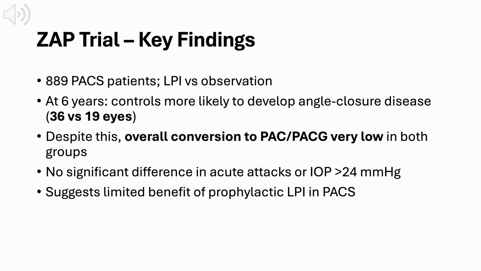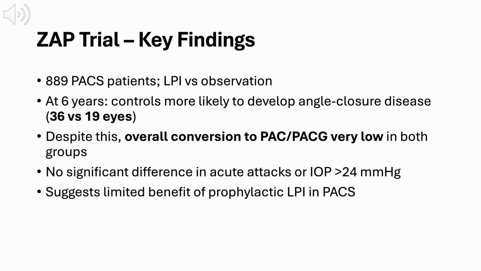The ZAP trial helps put all of this into perspective by looking specifically at primary angle closure suspects. Nearly 900 patients were randomized to iridotomy or observation. At 6 years, the observation group was more likely to show early signs of angle closure disease, 36 eyes versus 19 in the iridotomy arm.